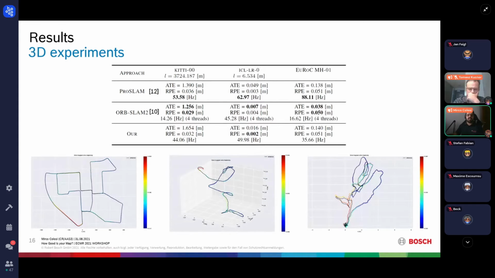For our 3D experiments, instead, we relied on the use of 3 well-known datasets for Visual SLAM, which are KITTI, ICL, and EuRoC. And as we can read from the table, our approaches reach results comparable to the state of the art.